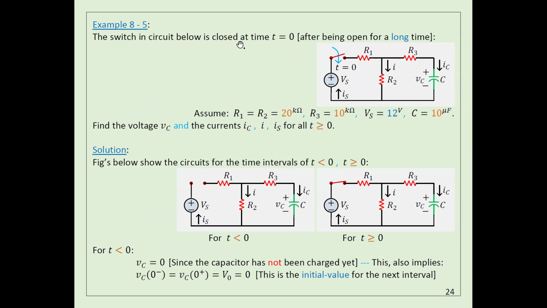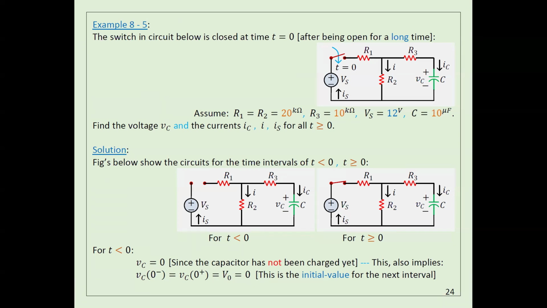The switch in the circuit loop is closed at time t equal to 0 after being open for a long time. So I'm telling you this switch was open for a long time, and I want to know what's going to happen once I close the switch. Since it was open for a long time, the initial value for the capacitor is actually the steady state voltage when the switch was open.